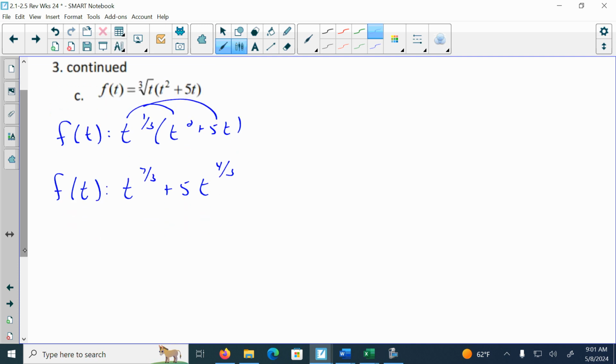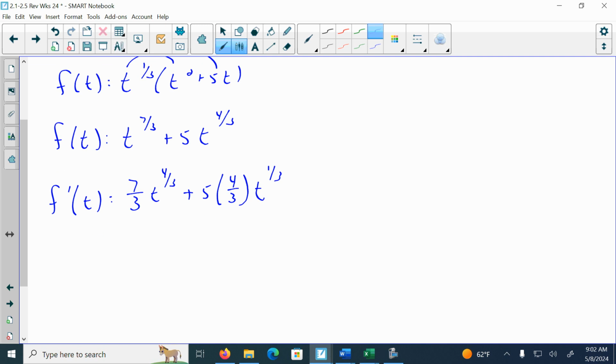Now I'm going to use the general power rule to find the derivative. I'm going to have 7/3 t, subtract 1, and that would be 4/3. Plus, I have this 5, and I'm multiplying by 4/3 t, subtract 1 from that, and that's going to be 1/3. So let me do it. This is 20 to the 1/3.